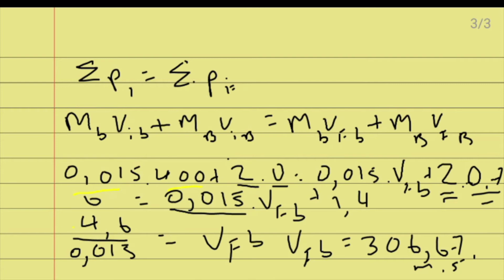Or you can say 306.67 east. After writing your answer, clearly define the direction of the velocity. So in this case, it will be east. It will be east. Now let's move on to our next question.